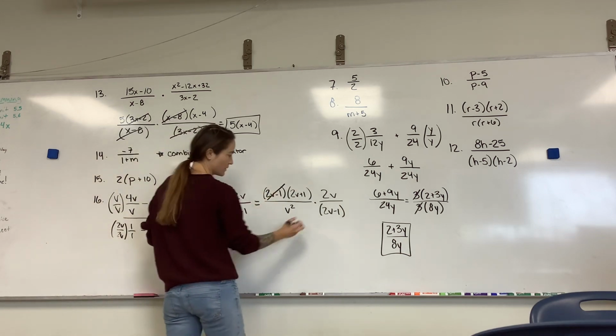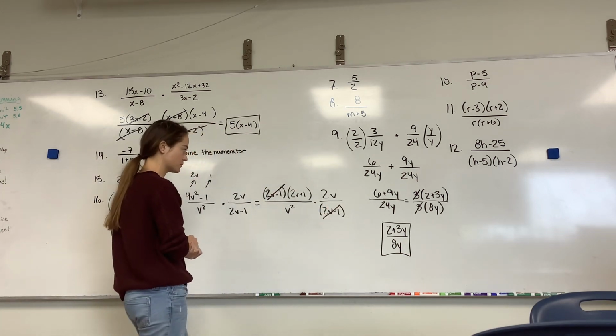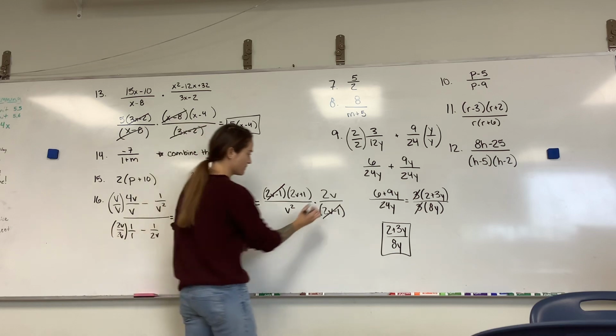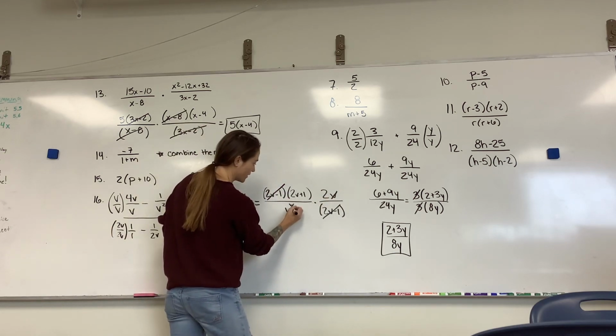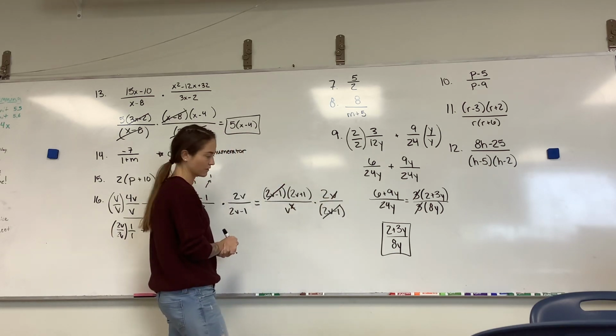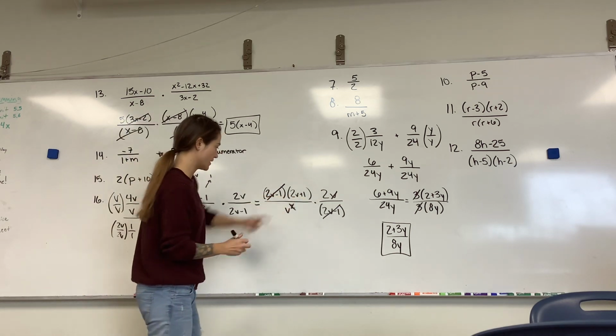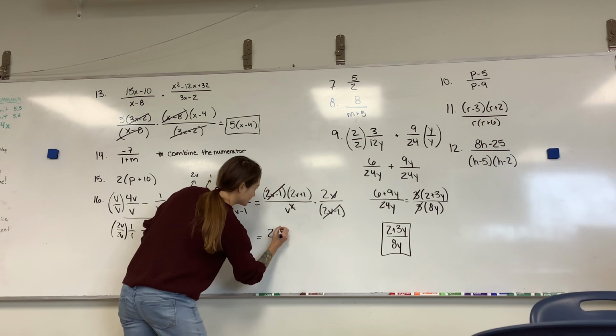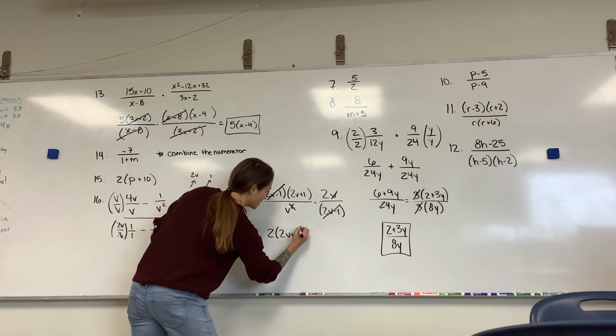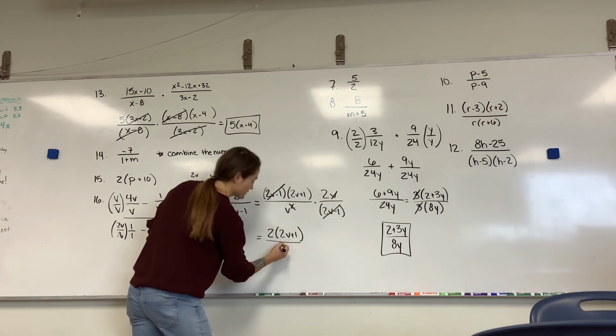So this 2v minus 1 cancels out with this 2v minus 1. This v will cancel one of the v's here, and I'm left with just a single v. So it looks like I'm left with a 2 times a 2v plus 1 all over just v.